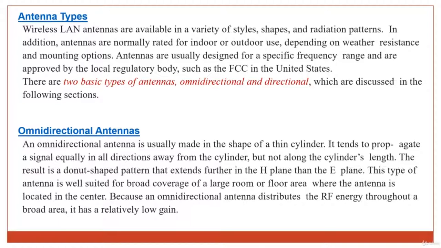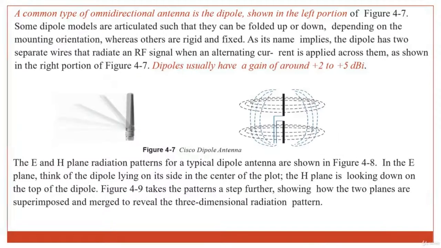Great. So now let's focus on antenna. We have two types of antenna, and you will see subcategories inside these types. We have omnidirectional and directional. Omnidirectional, as the name suggests, will be equidistant. Correct. So let me quickly show you one example for omnidirectional. That is the dipole antenna.